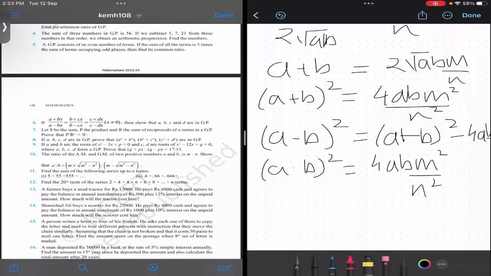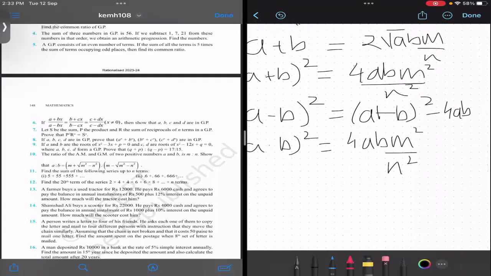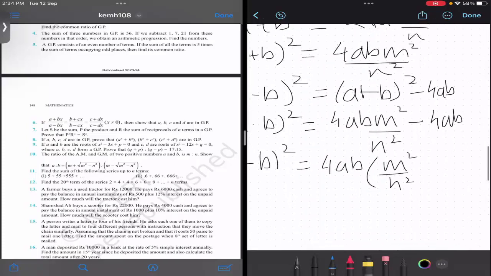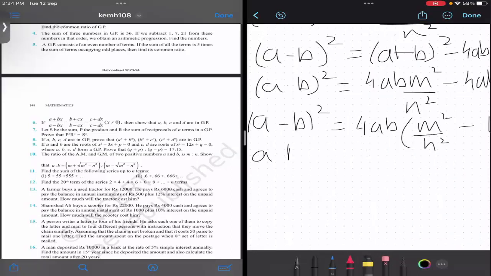I am replacing the value of A plus B whole square here and minus 4AB here. Therefore, A minus B the whole square would equal 4AB. You take that out common. In the brackets, you would have M square upon N square minus 1. Taking root on both sides, you would have A minus B as being equal to 2 root AB upon N, under root M square minus N square, whole.